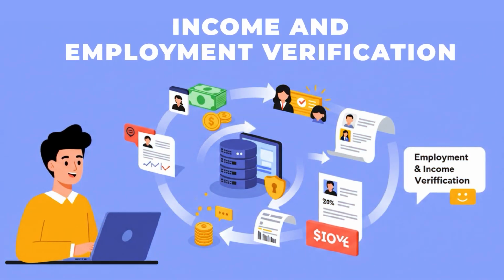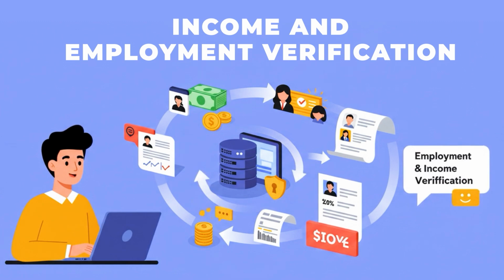Number five is the employment and income verification. You want to make sure that the tenant or the applicant can actually afford the unit. So how do you actually verify this?